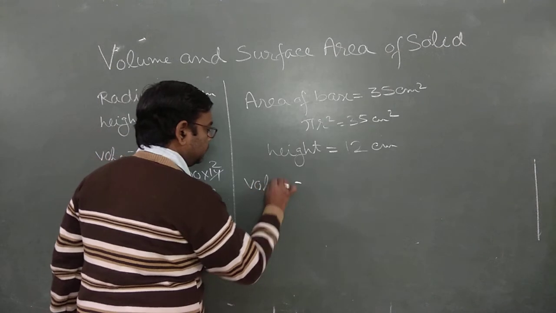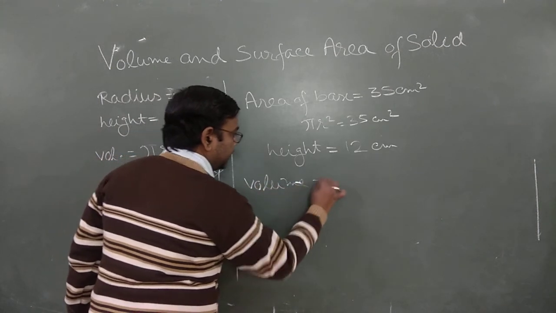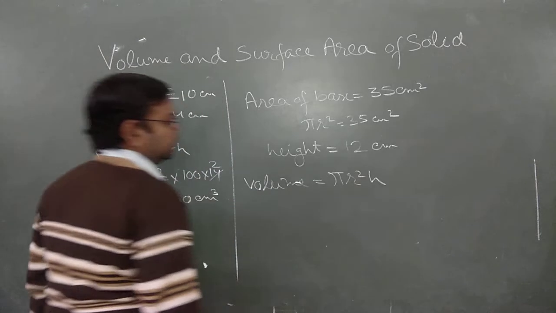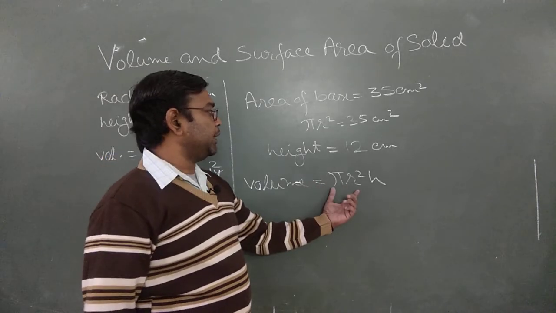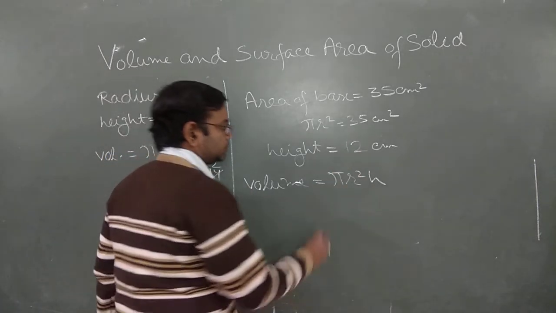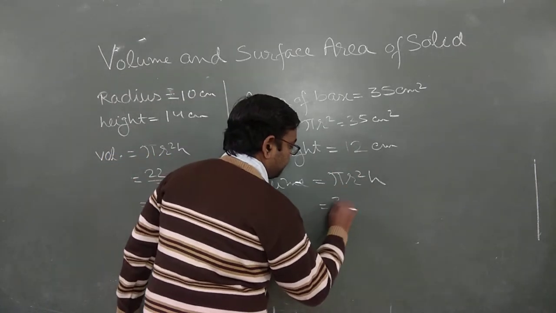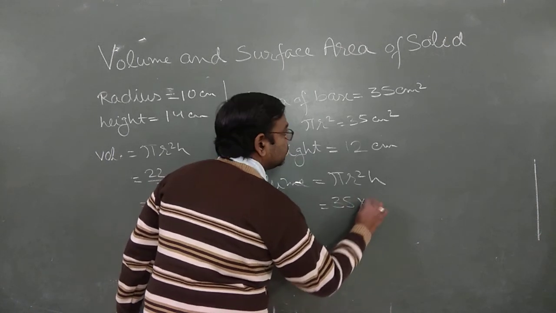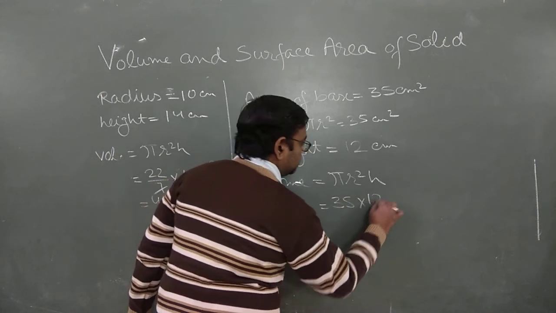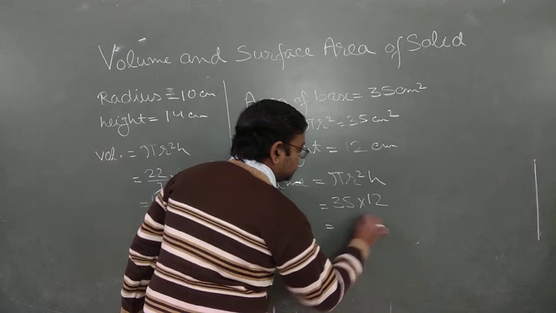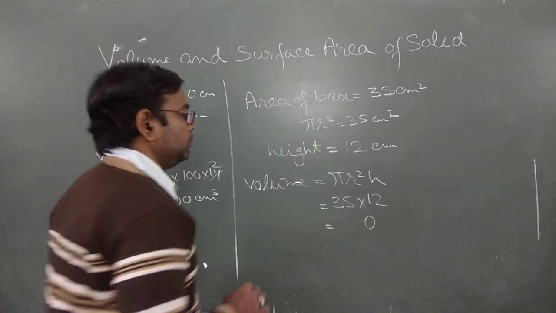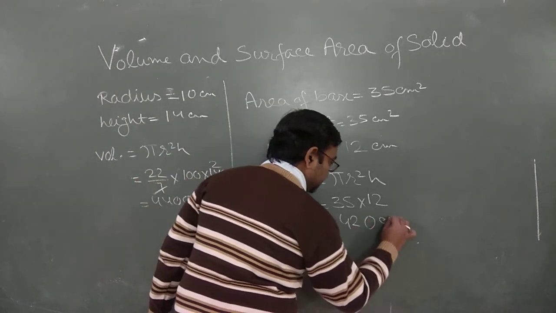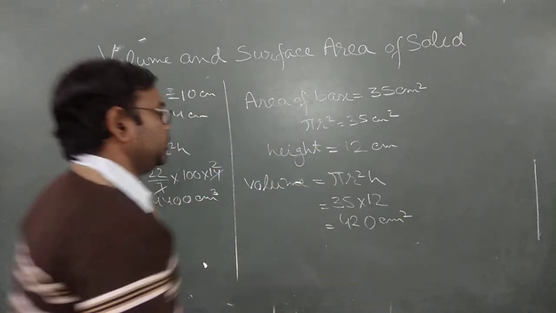See the formula of volume. It's pi r square h. So we can easily find out the value of pi r square from this place. It is 35 into h, which is 12. Multiply: 12 fives are 60, 6 carry, 12 threes are 36, 36 plus 6 is 42, so 420 centimeter cube.